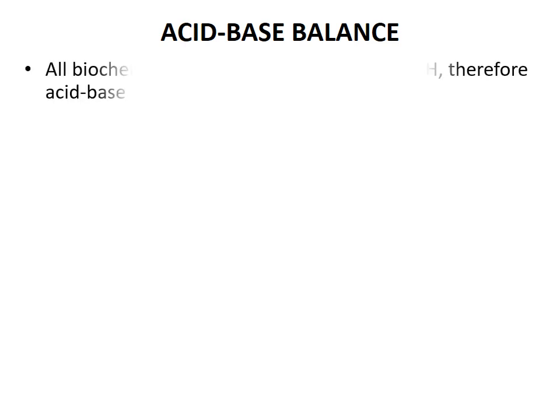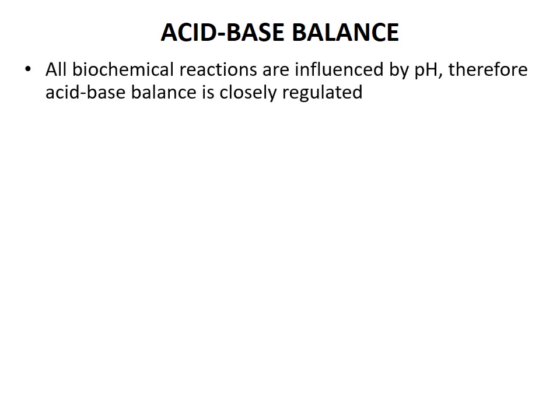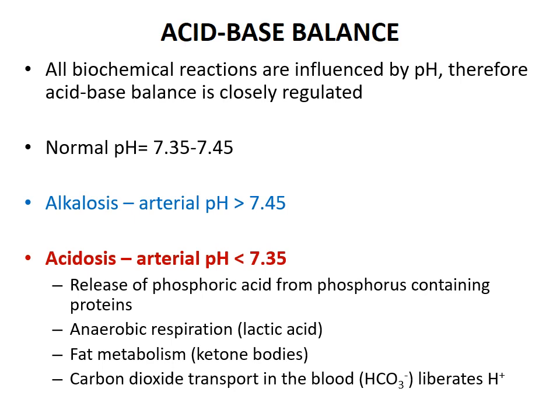Acid-base balance. All biochemical reactions are influenced by pH. Therefore, acid-base balance is closely regulated. The normal pH is within the range of 7.35 to 7.45. Whenever the pH of the arterial blood increases above 7.45, it is termed alkalosis, and when the pH of the blood is less than 7.35, it is called acidosis.